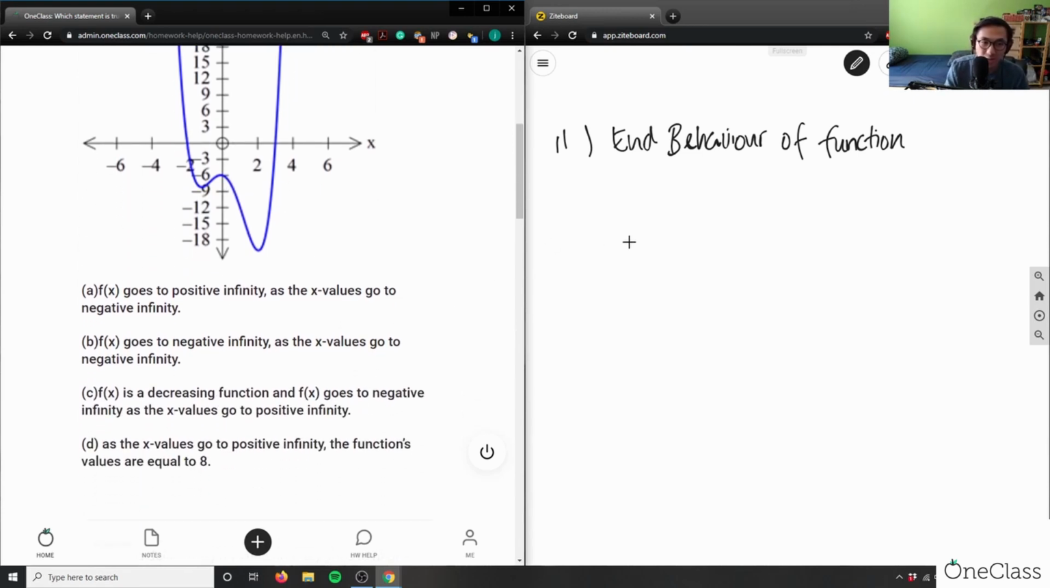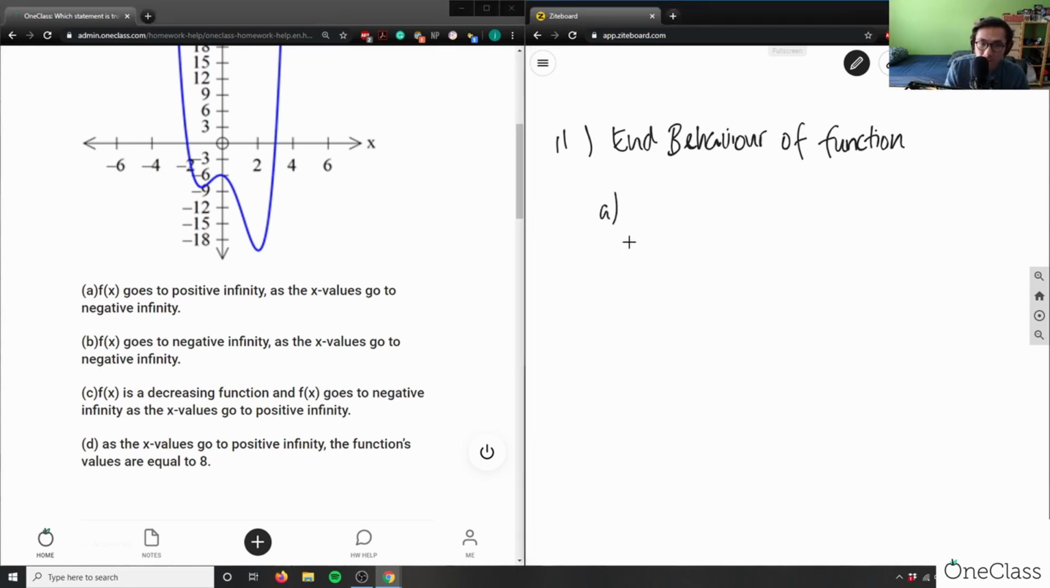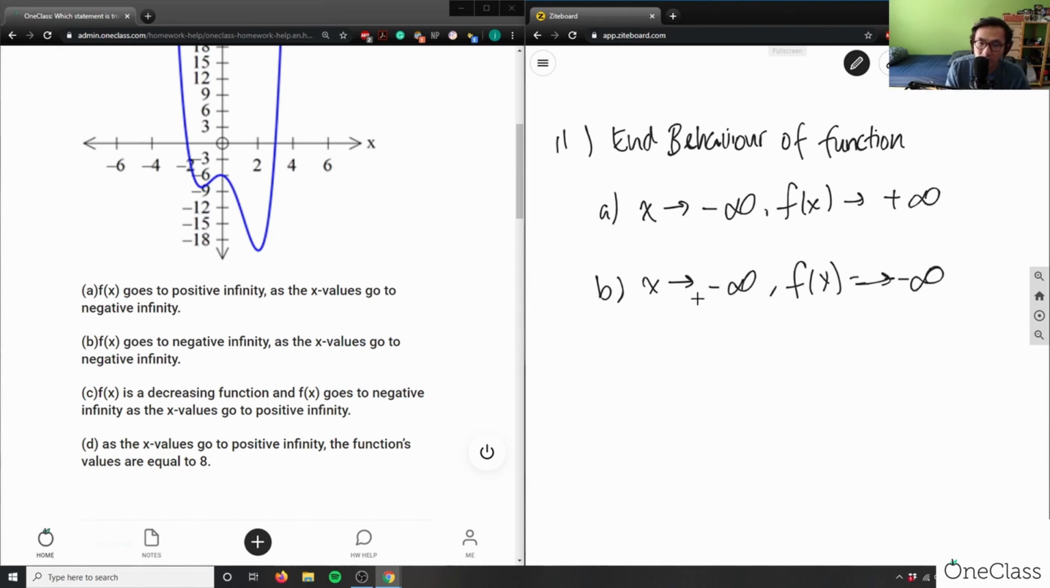So A here says that, and I'm going to write them in reverse order, as x goes to negative infinity, f of x goes to positive infinity. B here is as x goes to negative infinity, f of x goes to negative infinity.